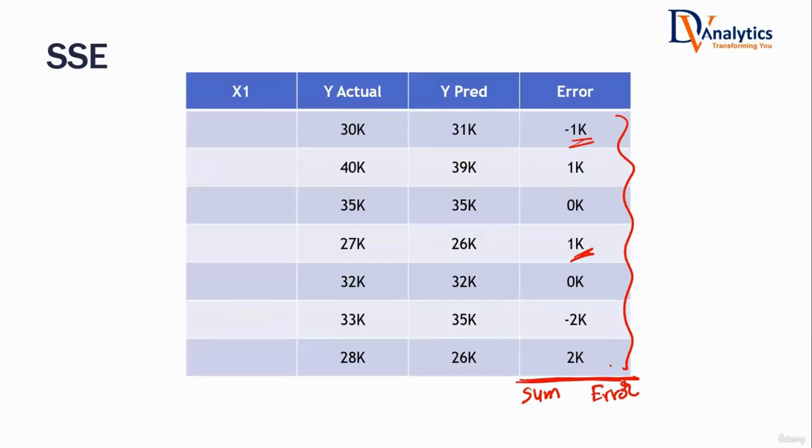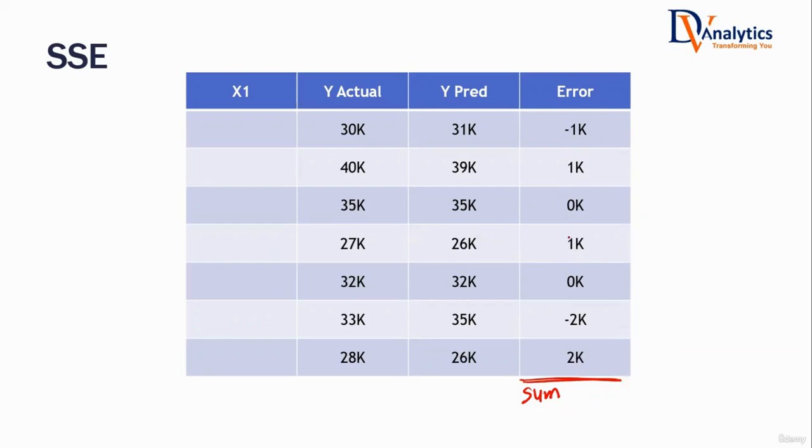There's a small problem with summation, especially if you have values like this. Some of them are positive, some of them are negative. If you take a simple summation, what's the risk that you will have? The values will cancel out each other. Even if the model is bad, you may not get the right picture. So what is the solution for this?